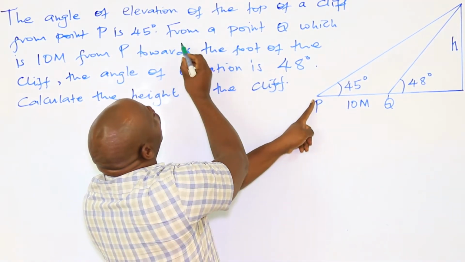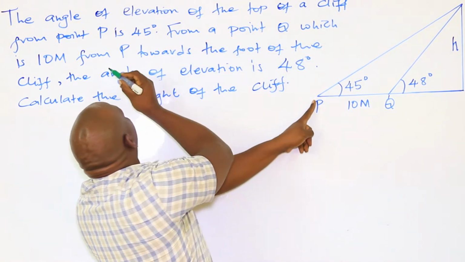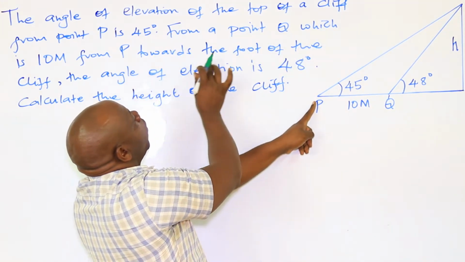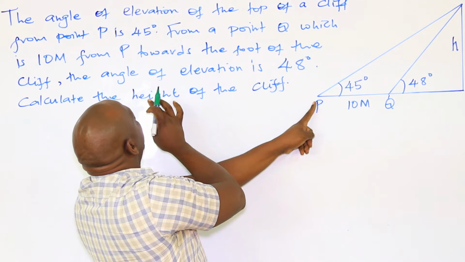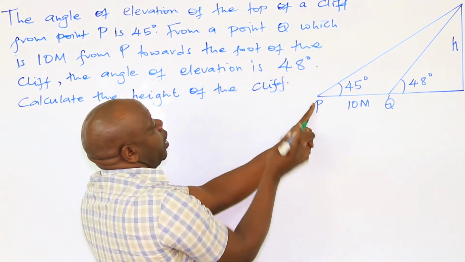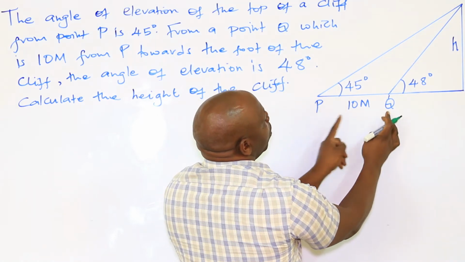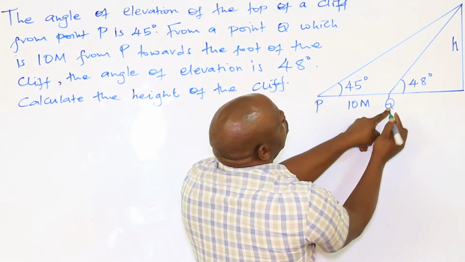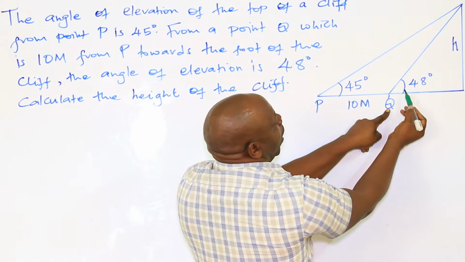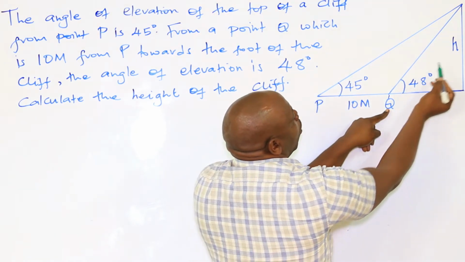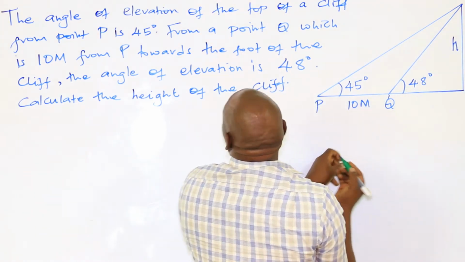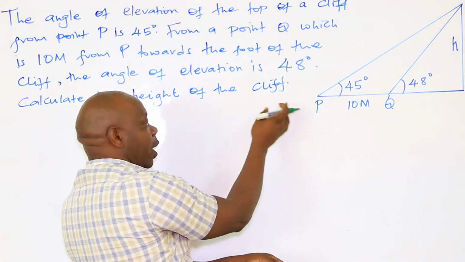Then we have been told from a point Q, which is 10 meters from P towards the foot of the cliff, the angle of elevation is 48. So, point Q is here. You have been told from P to Q that is 10 meters. Then, you have been told now the angle of elevation is 48 of the same cliff. So, the question is calculate the height of the cliff.